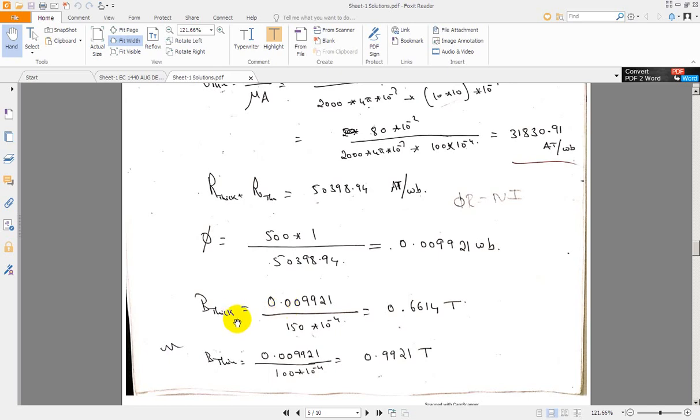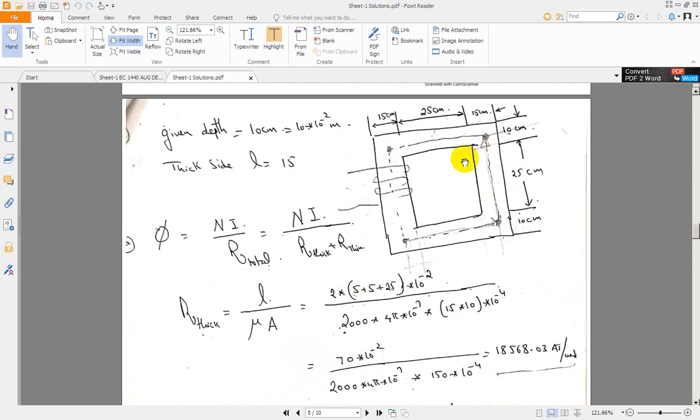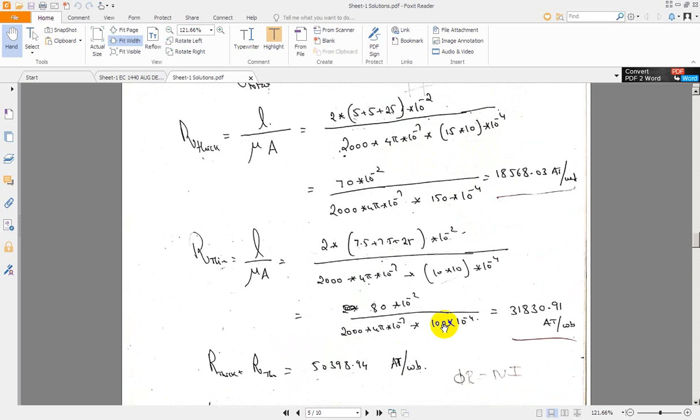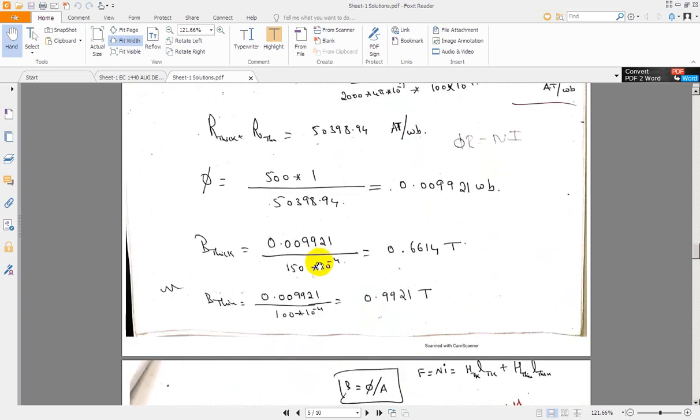The next parameter that we need to calculate is the flux density. So flux density is equal to 0.009, this value, divided by the cross sectional area of the thicker side, 150 into 10 to the power of minus 4. How we got this 150? From here, cross sectional area of the thick side. This is the thick side, this is the width, and the depth is 10. 15 into 10 will become 150. Converting it into meters, you will get it as 150 into 10 to the power of minus 4.